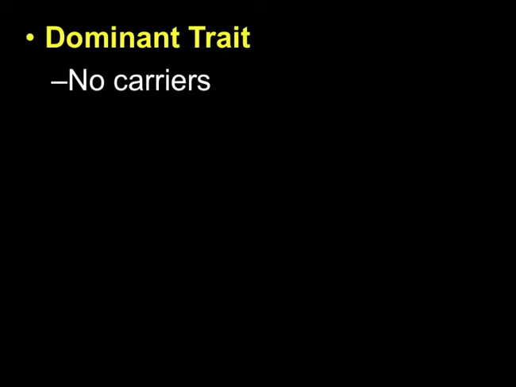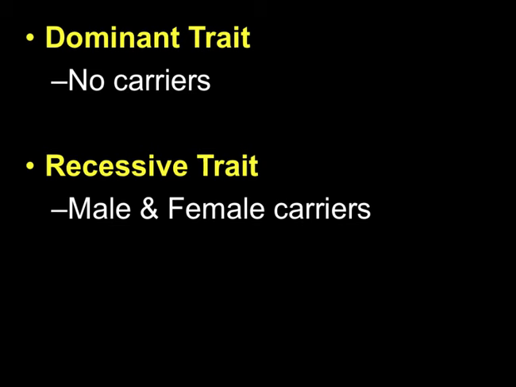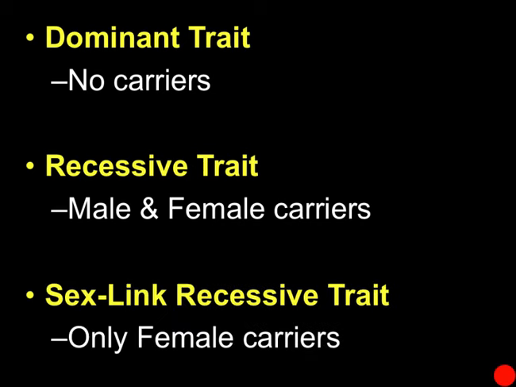And remember, to figure out what kind of trait it is, a dominant trait will have no carriers, so everybody will be filled in if they have it. Recessive traits will have both male and female carriers because they can both be a carrier of a recessive trait. And then a sex-linked recessive trait will only have female carriers because males can't be a carrier of a sex-linked recessive trait.